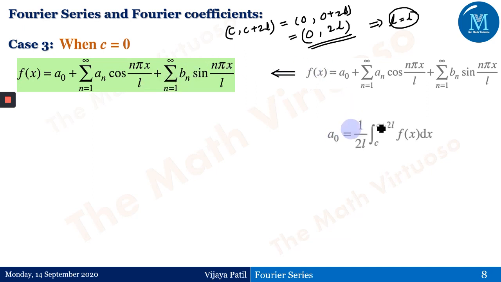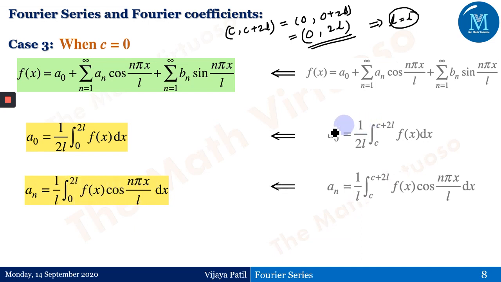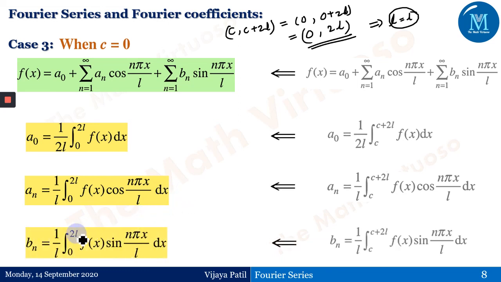A0 is 1 upon 2L, integral from C to C plus 2L of f of x dx. What will change? There is only the change in the interval. This 2L becomes L because my L is equal to L here. And similarly for An, 1 upon L, integral from 0 to 2L of f of x cos of n pi x by L dx, and the Bn will also remain the same. So L is equal to L and the interval is 0 to 2 pi. Always concentrate on the value of small l and always concentrate on the value of the interval.